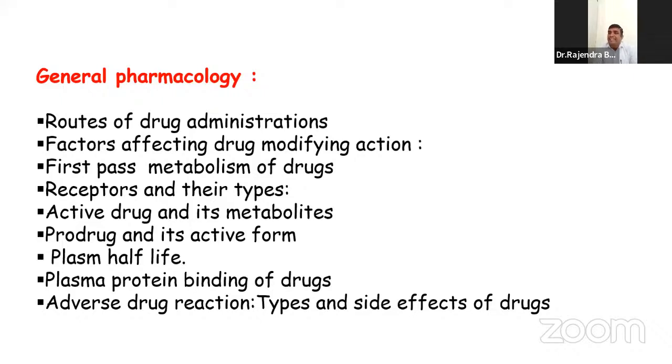Now, what are the contraindications of propranolol? There is one trick: don't prescribe propranolol in DPH. D is diabetes, P is pulmonary disease, that is bronchial asthma, and H is heart block. So DPH, you remember. Propranolol is contraindicated in DPH, right? So these are the contraindications of propranolol.